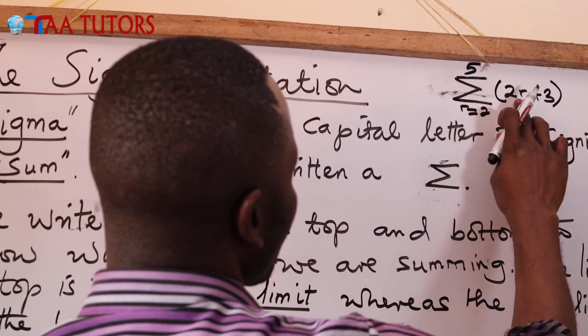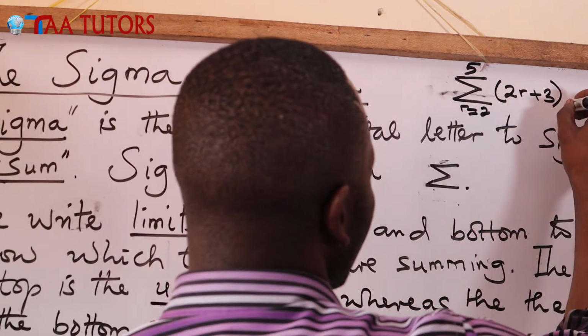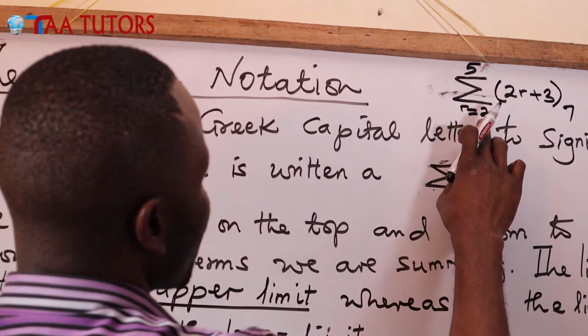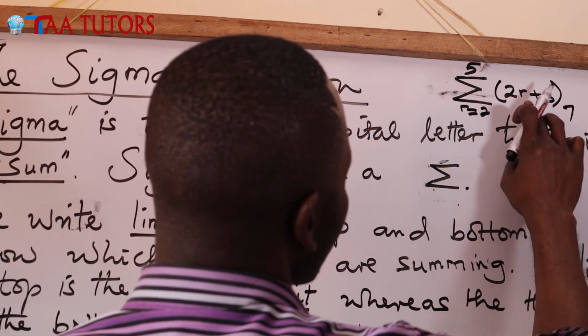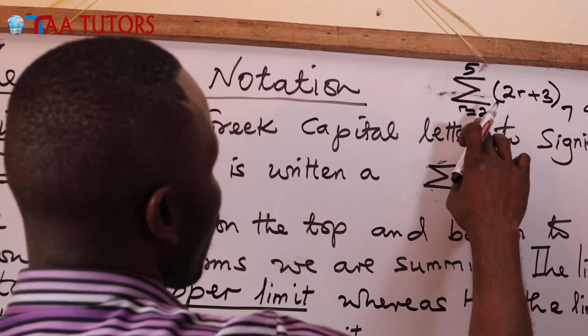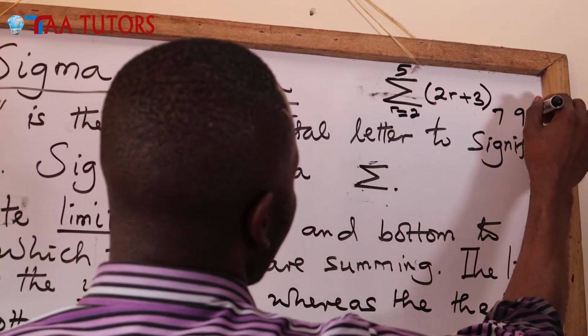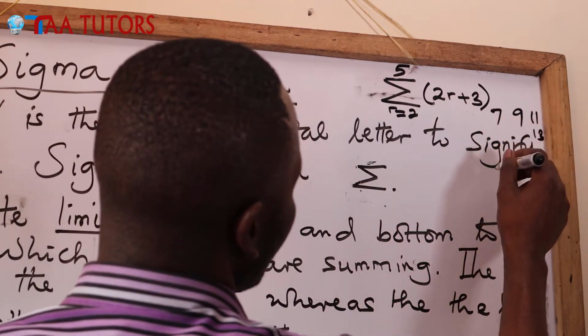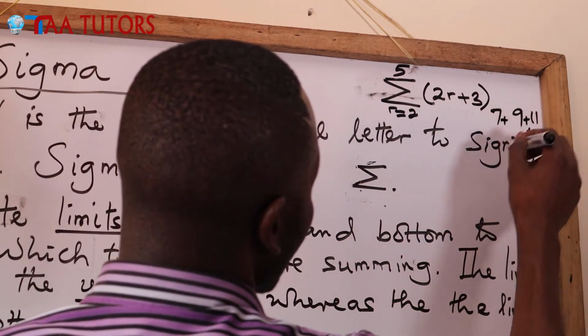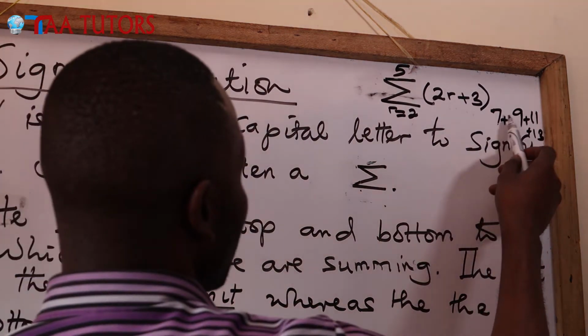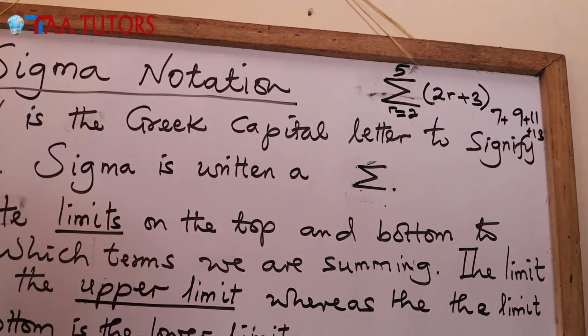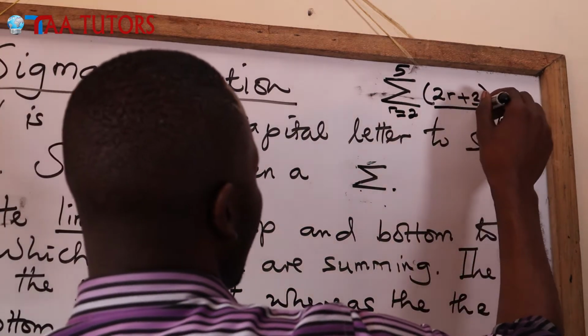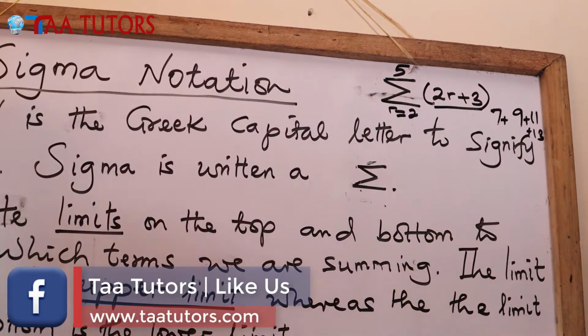When r is 2, we substitute 2 here, we get 4 plus 3 is 7. Then when r is 3, that's 2 times 3, 6, plus 3 is 9. When r is 4, 4 times 2 is 8, plus 3 is 11. When r is 5, which is the last one, 10 plus 3 is 13. Because the summation is a series, we have 7 plus 9 plus 11 plus 13. Those are the terms in that sequence, because we have the formula for getting the terms. So what we just need to do is substitute.